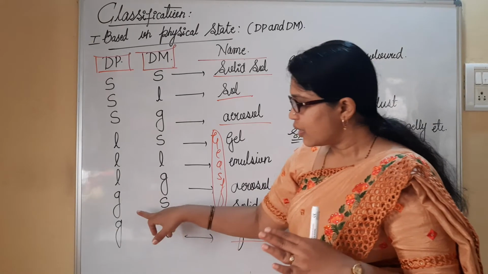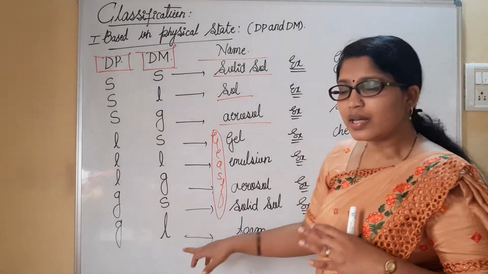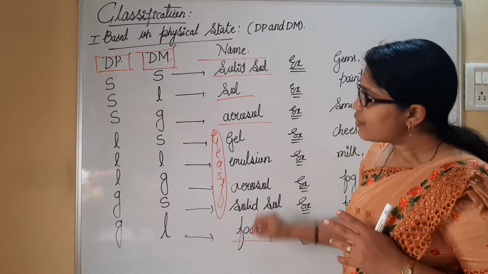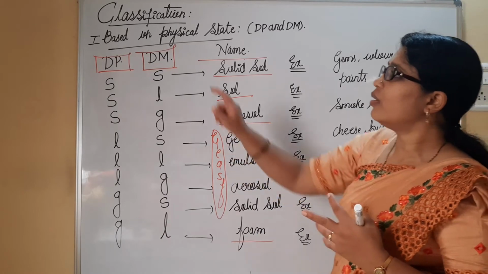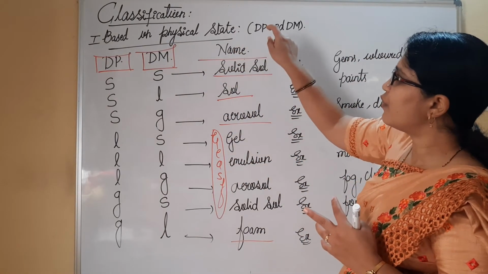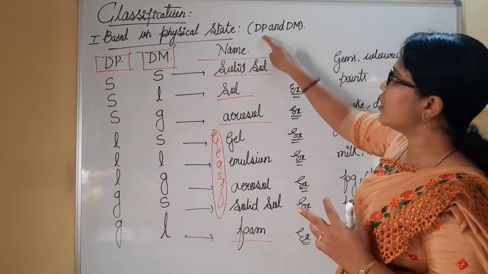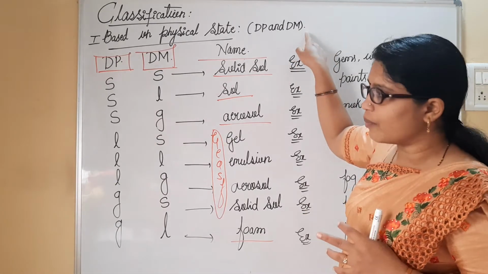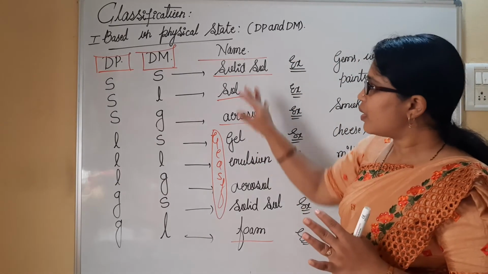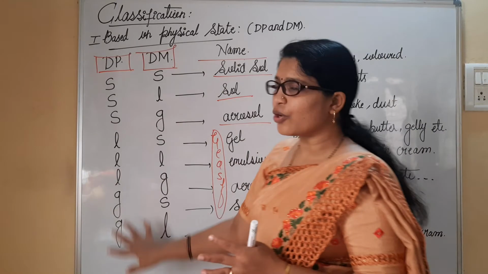So gas is a solute present in liquid is the example. So this classification is mainly based on physical state of dispersion phase and dispersion medium. Always remember these examples.